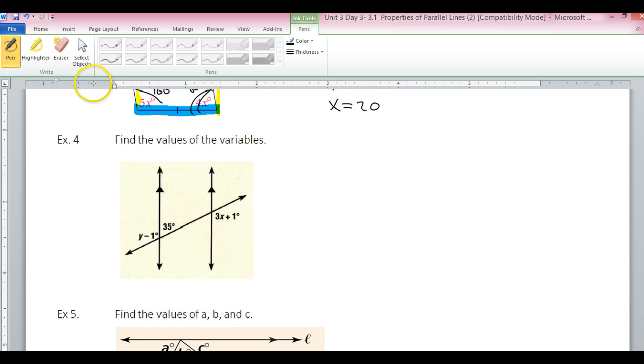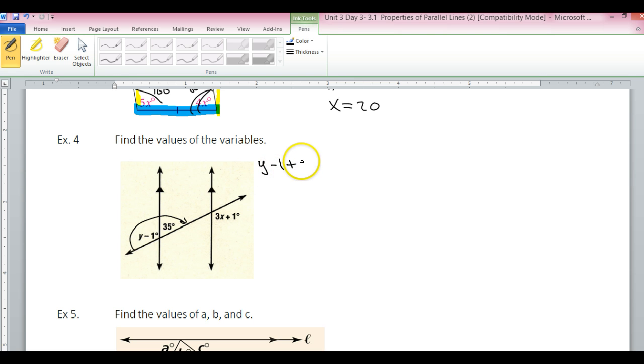The next one, we have to find the value of x and y. Okay, so if I'm looking for, say, y, I'm going to focus on these two angles. Now, do we need to use parallel lines to find y? No, because if we look at these two angles, they are a linear pair. And what do we know about linear pairs? They add up to 180.